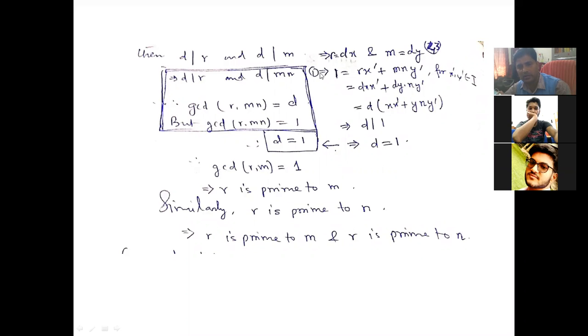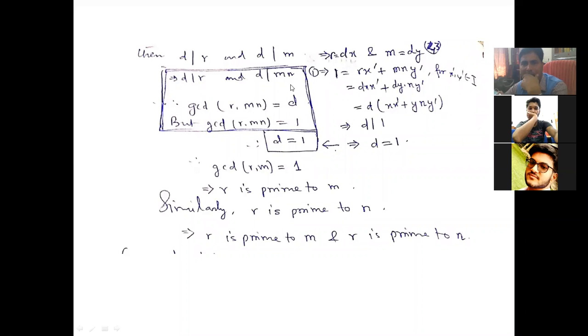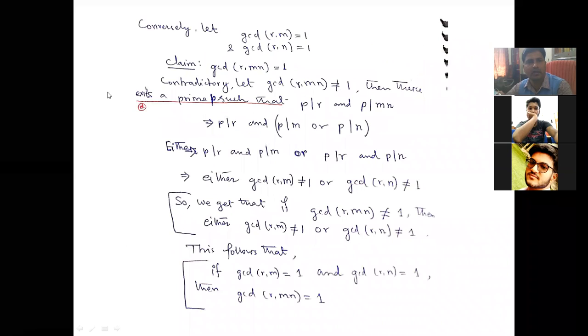There are some calculations also you can see. 1 equals r x dash plus m y dash. This implies d divides r and d divides mn. So 1 equals r x dash plus mn y dash for some x dash and y dash, so d divides 1 implies d equals 1. So r is prime to m. Similarly, we can prove that r is prime to n. So r is prime to m and r is prime to n.